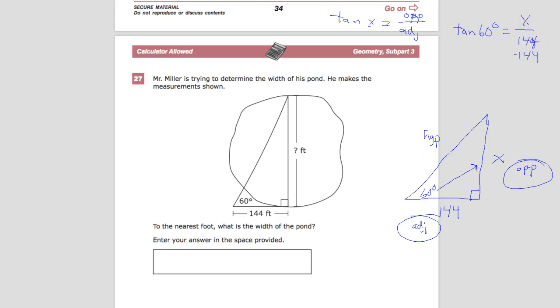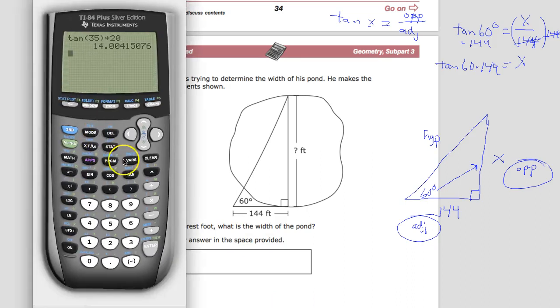And that will cancel this out, so I may actually write that like this. Now it'll cancel. Ends up with x, and over here, tangent 60 times 144. Now the thing about a calculator, if you're going to use one, and we are allowed to use a calculator in this section, this is calculator allowed, says right here, is that you want to make sure that you have it in the right mode.